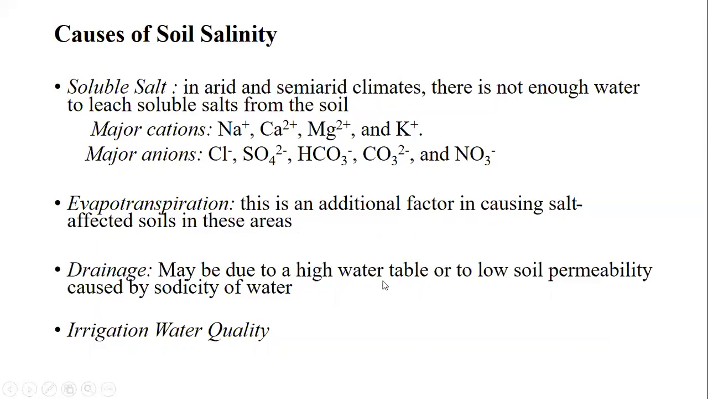Drainage may be due to a high water table or to low soil permeability caused by sodicity of water. So if you don't have good drainage so that the salt movement keeps going downward, you can have a high water table or low soil permeability, and this can be caused by sodicity, by the exchangeable sodium. We will talk about it later. And the irrigation water quality. So these are all possible causes of salinity. Where do these salts and sodium come from?